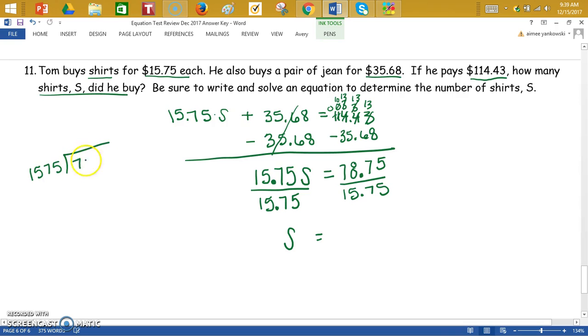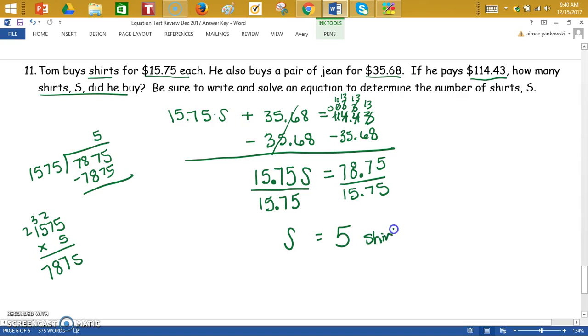1575 into 7875. I'm guessing it's going to be 5. 1575 times 5. 5 times 5 is 25. 5 times 7 is 35, 36, 37, put down a 7, carry a 3. 5 times 5 is 25, and 3 more is 28. Put down an 8, carry a 2. 5 times 1 is 5, and 2 more is 7. Okay, good. I just wanted to make sure. So you are going to be buying 5 shirts. Or Tom. Tom will buy 5 shirts.